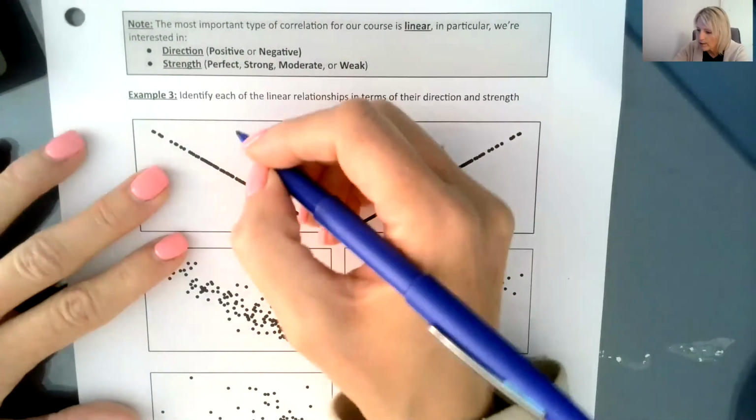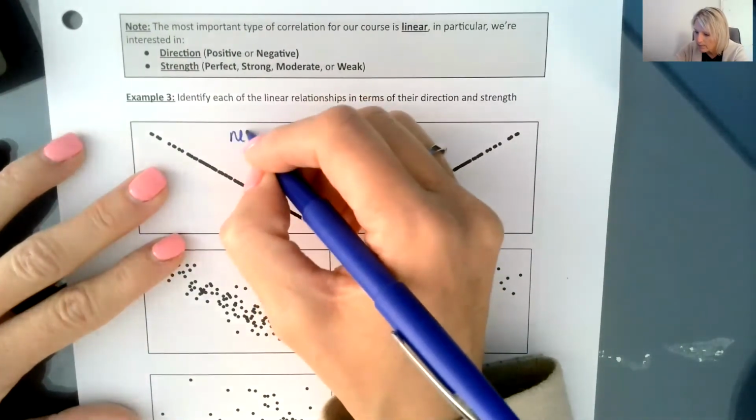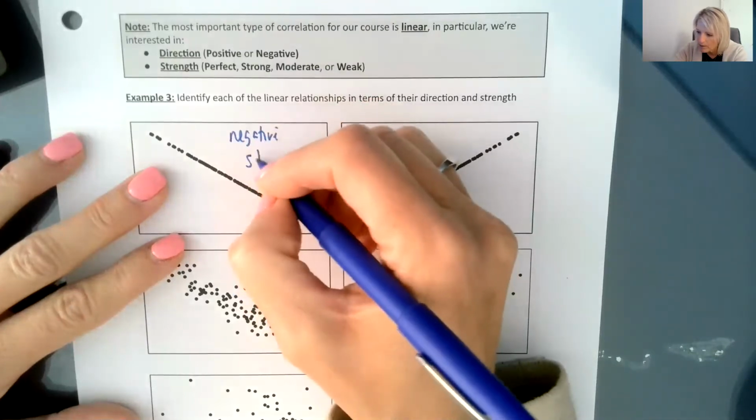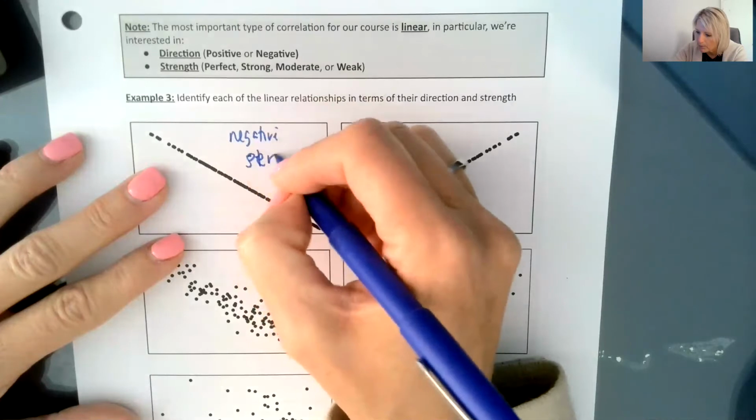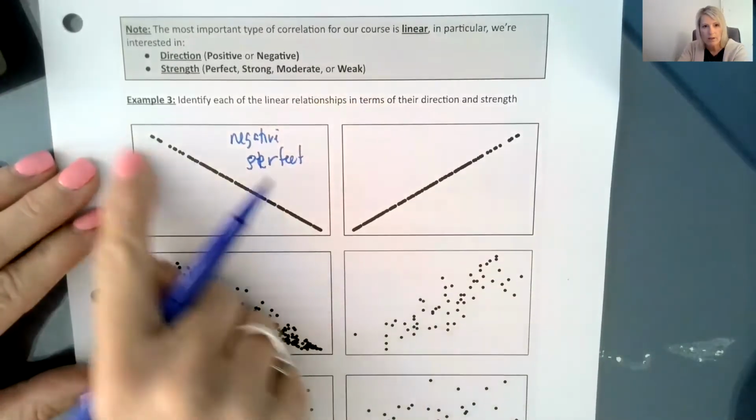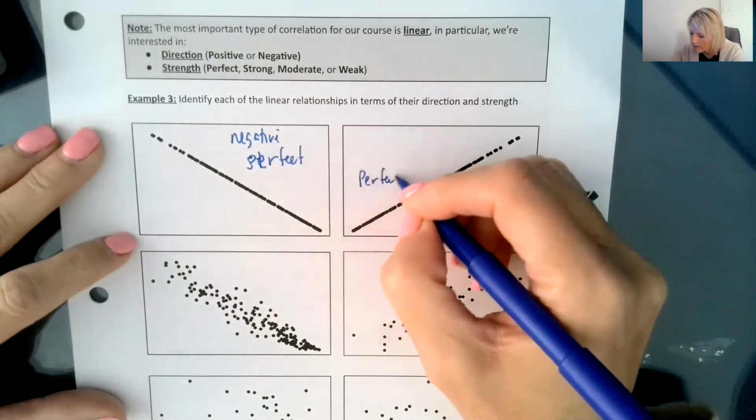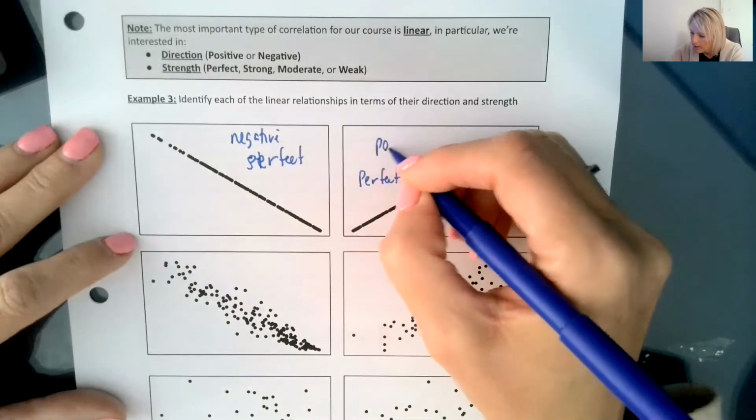So this one, we would say that this is a negative. And I would say this one is a perfect relationship. It looks like it's a perfect straight line. And the same thing over here. This one is definitely a perfect. But this one is a positive.